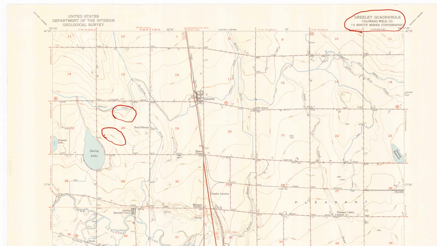So those lines connect points of equal elevation. The difference between those elevations of adjacent lines is something called the contour interval. In this case, the contour interval is 10 feet. So every time you have a topographic line next to another one, it either goes up or down by 10 feet. Now, that changes depending on where you are.